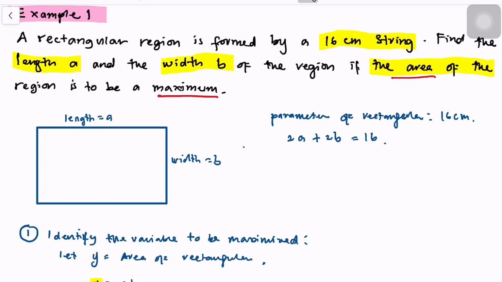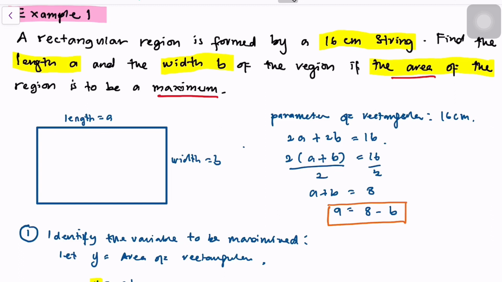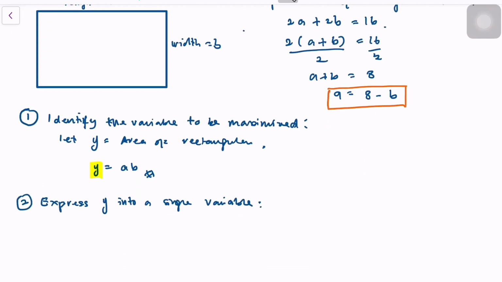Okay, so the formula of the perimeter of a rectangular is 2a plus 2b, which is equals to 16. Then kita akan factorize 2. Kita dapat a tambah b sama dengan 16. Okay, bahagi 2 for both sides. So kita akan dapat a plus b is equals to 8. Then saya akan simplify. a is equals to 8 minus b. So dekat sini kita akan gunakan a is equals to 8 minus b untuk kita express untuk kita masukkan dalam y, iaitu ab.